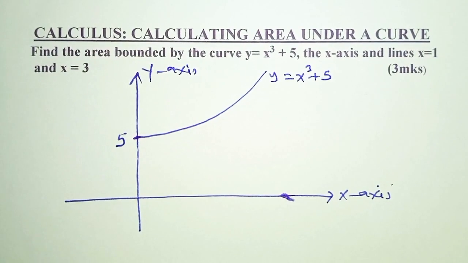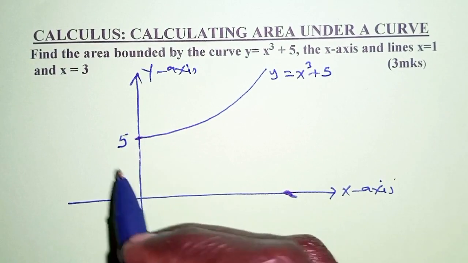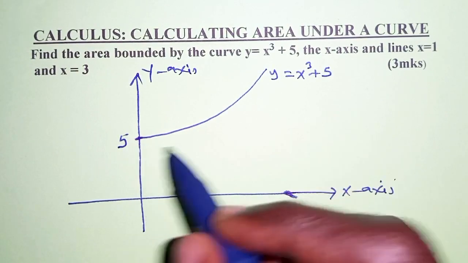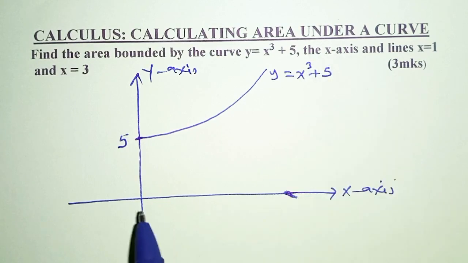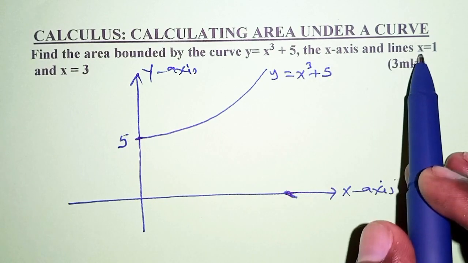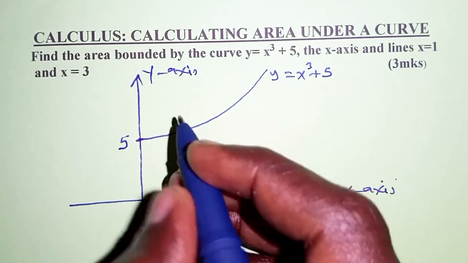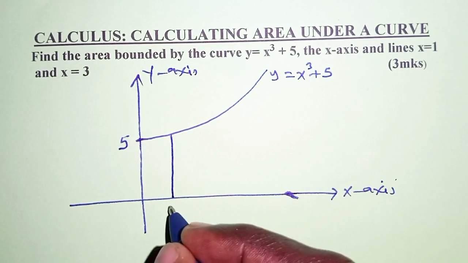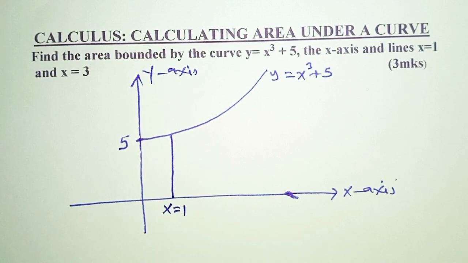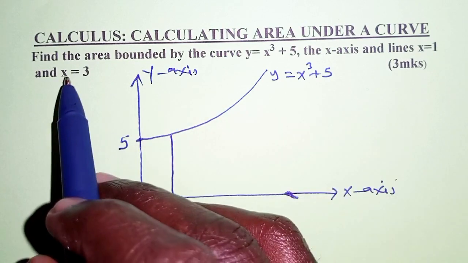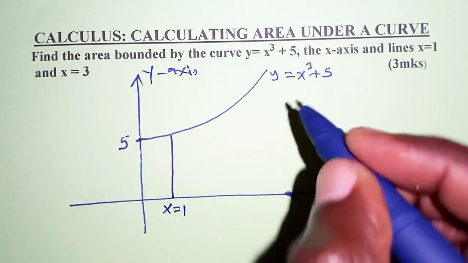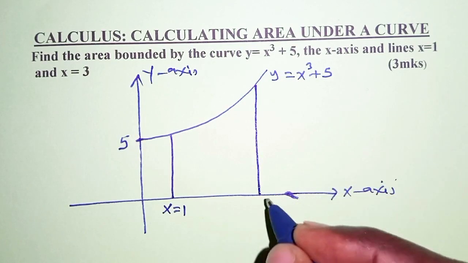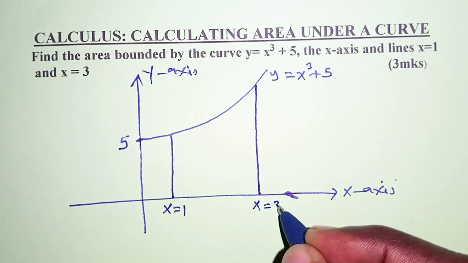You don't need to be very accurate with this. We're just sketching so that you have a full picture of what we are doing. So if that is the curve, we also have the x-axis and the following lines. Line x is equal to 1 is a vertical line meeting the x-axis at point x is equal to 1. Then we also have line x is equal to 3. That is another vertical line meeting the x-axis at point x is equal to 3.